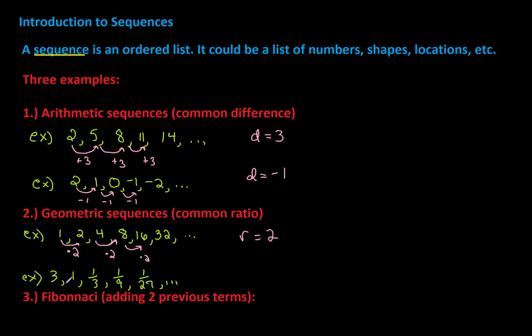But the common ratio here, what are we multiplying by each time? So how did I get from the 3 to the 1 or the 1 to the 1/3? Well, the common ratio here would be 1/3. I'm multiplying by 1/3 to get to the next term.